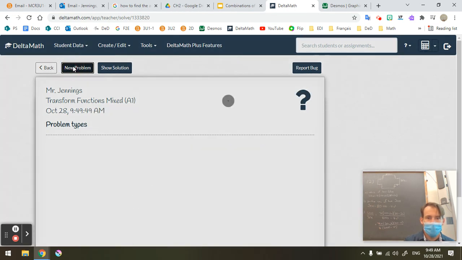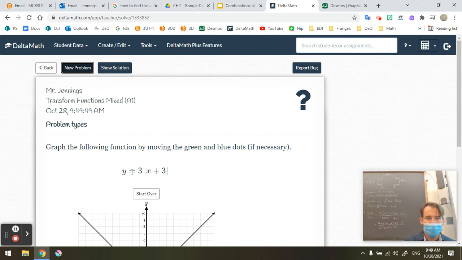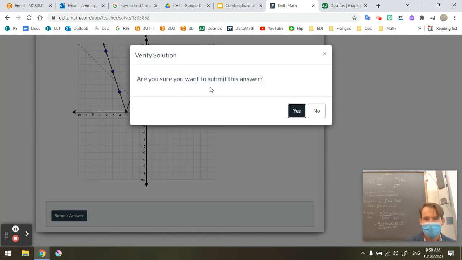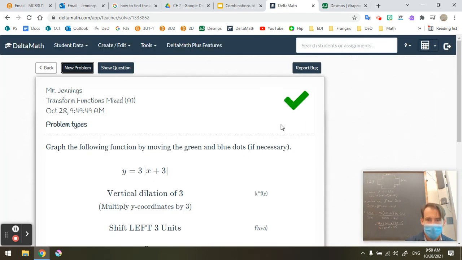So if we see some of these with multiple transformations, here, the absolute value function. It's a vertical stretch by factor 3. I do that first. So let's take this point (2, 2) and stretch it to (2, 6). There's my vertical stretch. And now I want to move it 3 units to the left. Like that. Submit answer. Yes. Good.